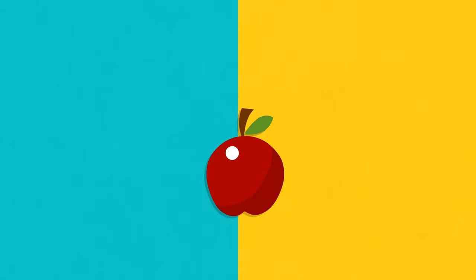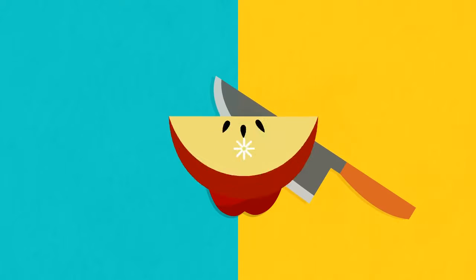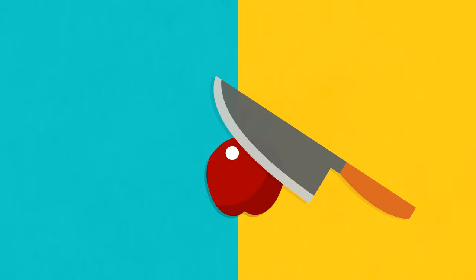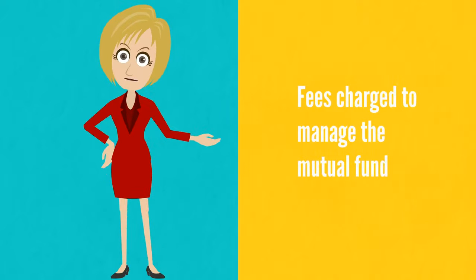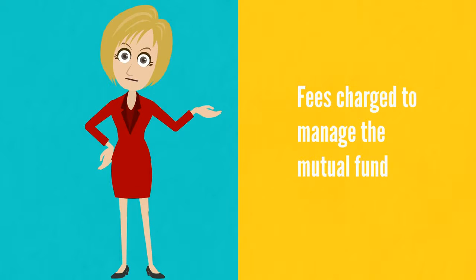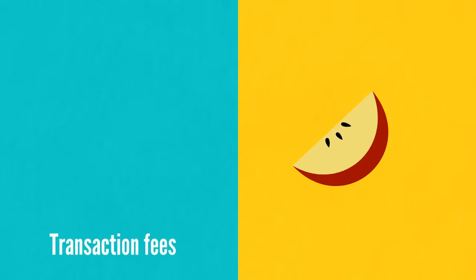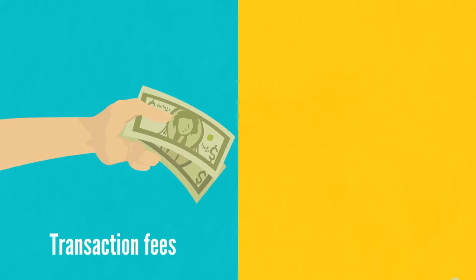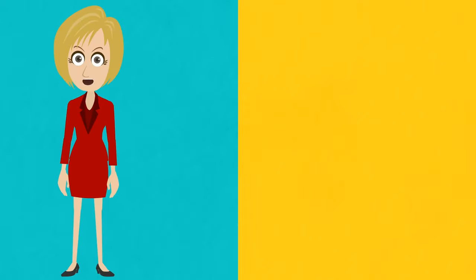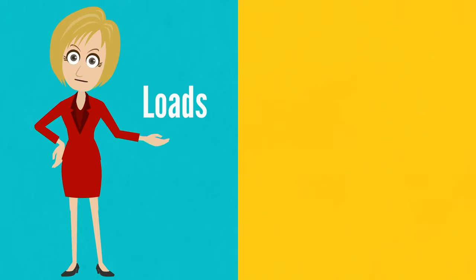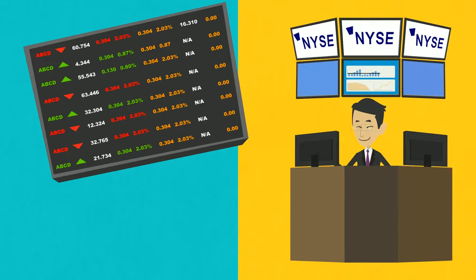Now pick an apple from the tree, cut out a slice, and throw that piece away. That slice represents the fees charged to manage the mutual fund, which you don't get to keep. Sometimes the slice comes out when you make a transaction, either buying or selling shares. These sale charges are called loads and are paid to the brokers and salespeople who handle your transaction.